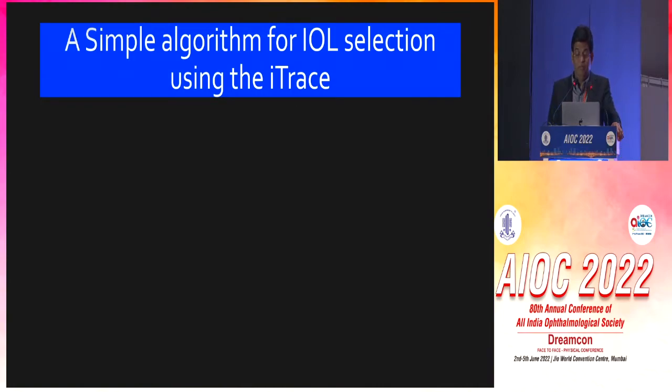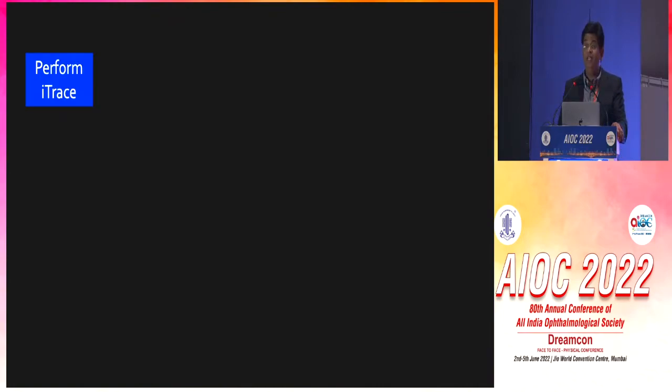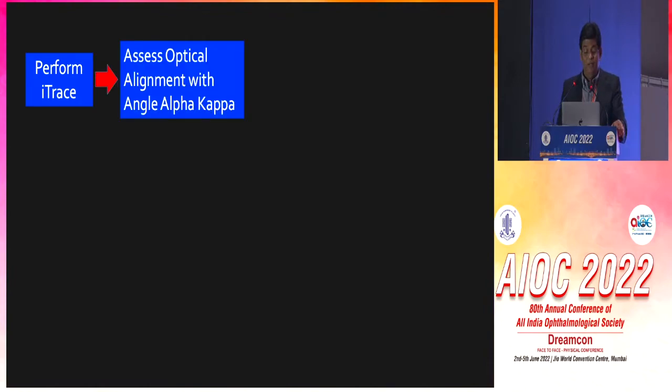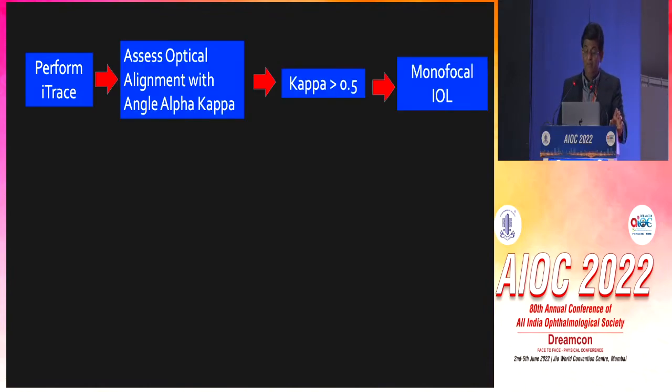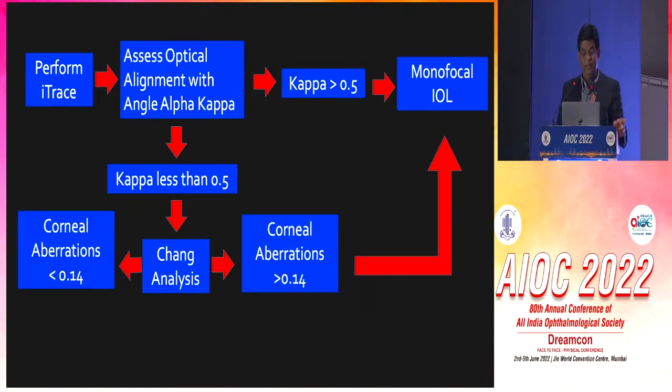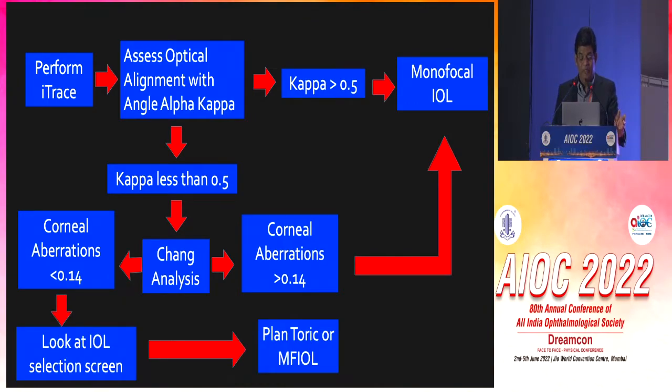So just a simple algorithm for IOL selection using iTrace. Perform the iTrace for multifocal IOLs I'm talking about. Perform the iTrace, assess angle alpha and kappa. And if the kappa is more than 0.5, don't plan a multifocal IOL. If the kappa is less than 0.5, we look at the Chang analysis. Now, we consider corneal aberrations of 0.14 or more to be significant. So if corneal aberrations are more than 0.14, we should go for a monofocal IOL. And if it is less than 0.14, we can plan for either toric, multifocal or other premium IOLs like enhanced monofocal lenses.